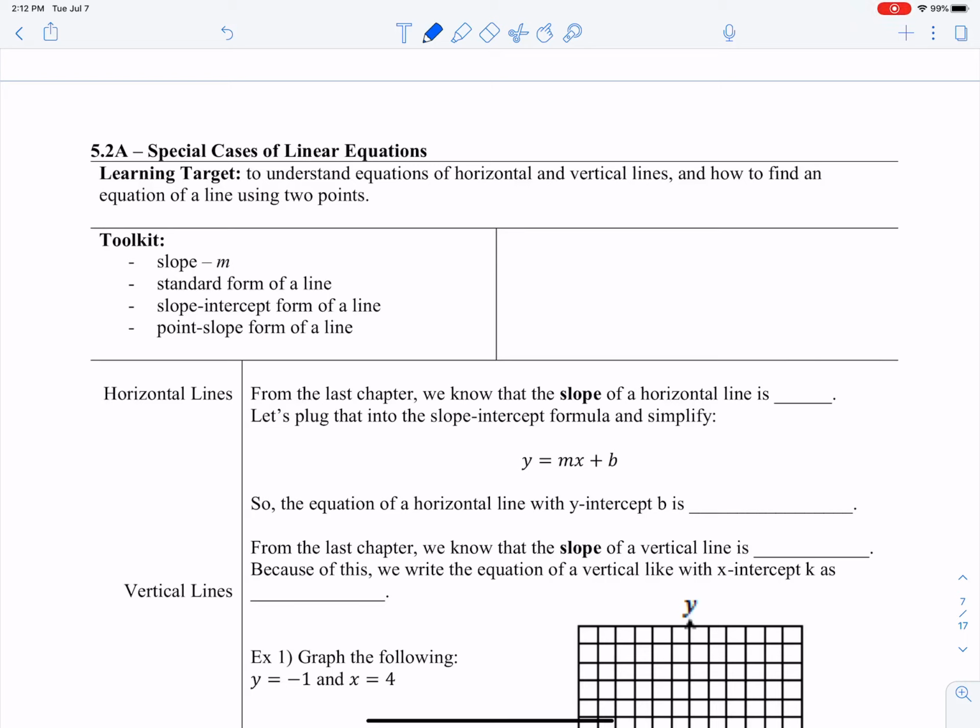This is section 5.2a, part 1. So now we're going to look at some special cases of linear equations, particularly horizontal and vertical lines.